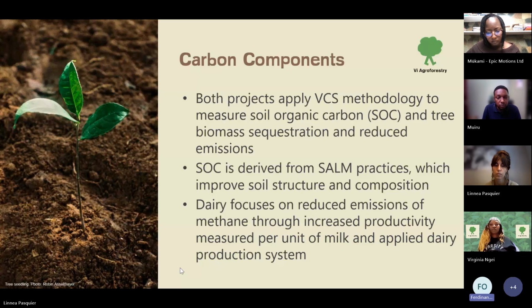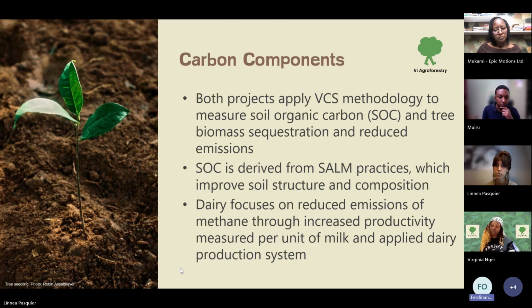And for the dairy aspect, you need to just understand that this is more to do with working towards increasing productivity in terms of dairy production. It's putting in effort to try and increase the unit production of milk per animal. And here we'll be able to measure efficiency and scientifically use that efficiency factor to calculate reduction in emission of carbon.